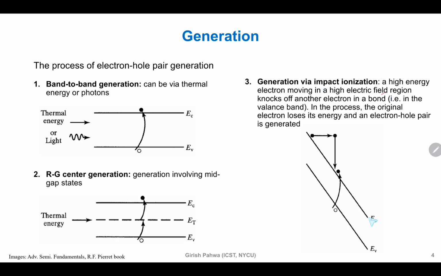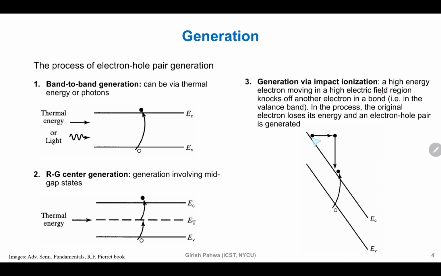In the impact ionization, you have a very high electric field. Say you have these large gradients in the conduction band and the valence band. Large gradient means you have very high electric field. Remember that electric field is equal to 1 by q into dEc by dx. Large electric field means you have large gradient in the conduction band and the valence band.